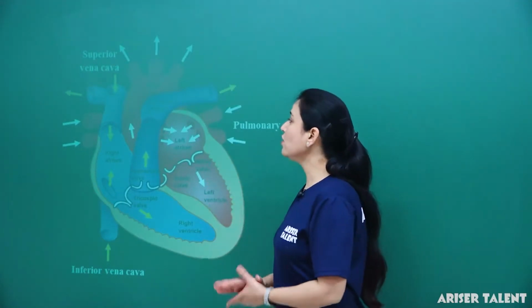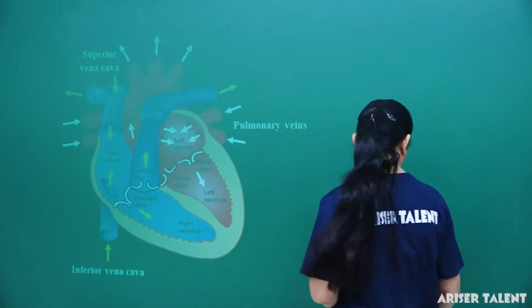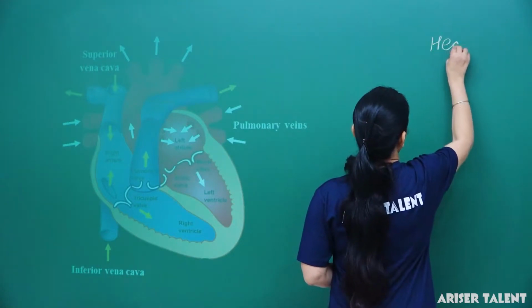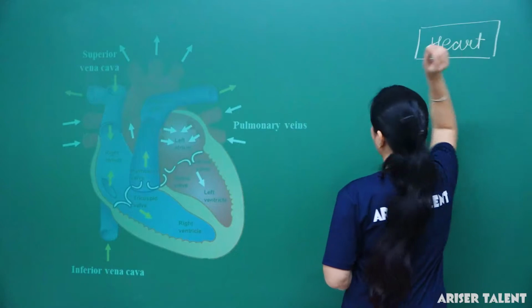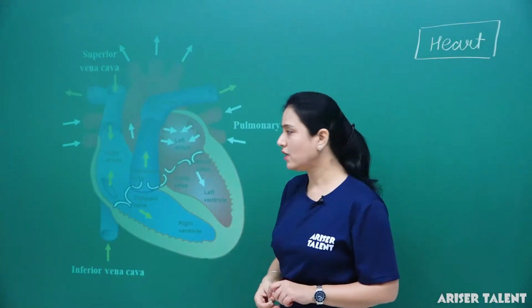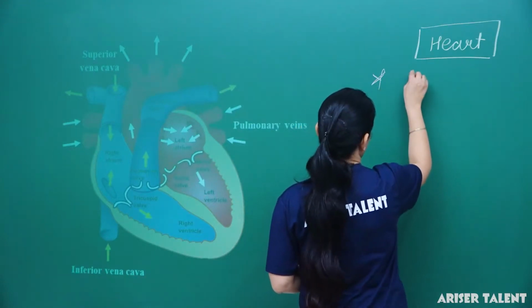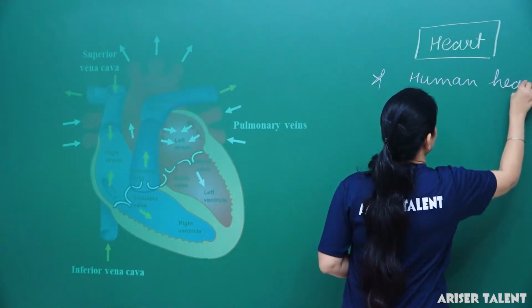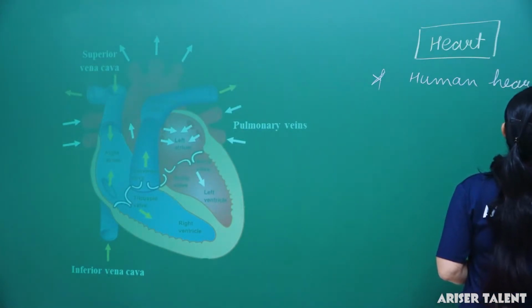So students, as I already told you, the human heart is 4-chambered. First of all, let me mention the topic which we are studying. The topic is the heart, and we are going to talk about the functioning or working of the heart. So here we can mention: human heart is 4-chambered, and these chambers are what?